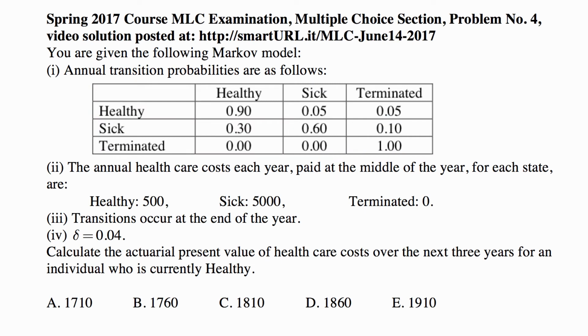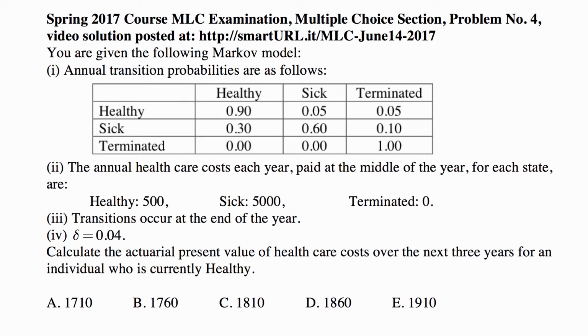This is a problem from Spring 2017 exam MLC, multiple choice section problem number 4, and it's about the following Markov model, the Markov process. It's a discrete Markov process in this case. Annual transition probabilities are as follows. So there are 3 states: healthy, sick, and terminated. And there are probabilities of transition. So from healthy to healthy, for example, 0.90, from healthy to sick, 0.05, from healthy to terminated, 0.05, and so on. The annual healthcare costs each year payable at the middle of the year for each state are, for a healthy person, 500, for a sick person, 5,000, terminated, nothing.